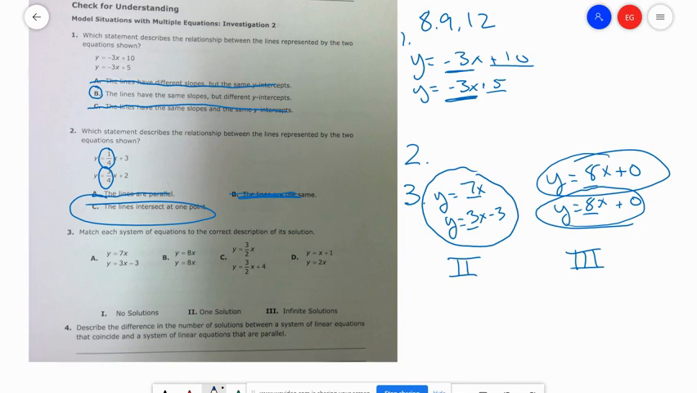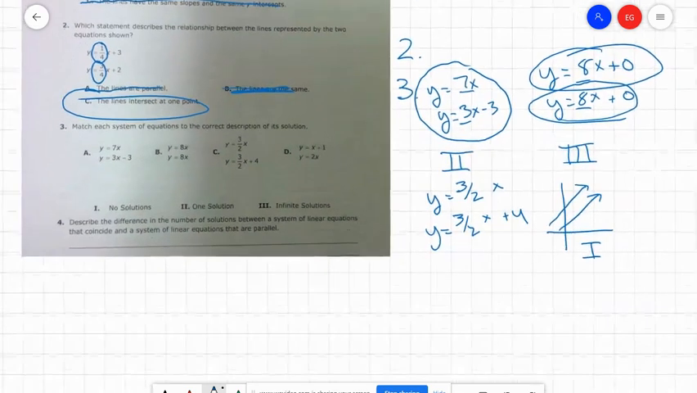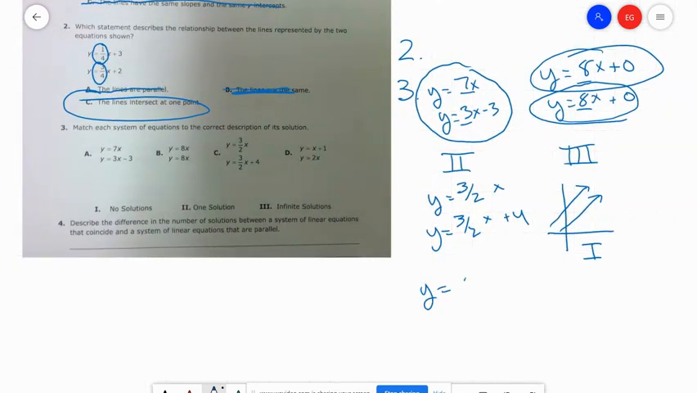Part C, y is equal to 3/2 x, y is equal to 3/2 x plus 4. All right, same slope, same slope. What that looks like is this. Boom, boom. Those lines will never touch. If two lines never touch, they're parallel, which means that they'll never cross. If they never cross, it means there's no solution. All right, and then last part is y is equal to x plus 1, y is equal to 2x, different slopes. That means that they're eventually going to intersect only one time and one time only, so that is 2.